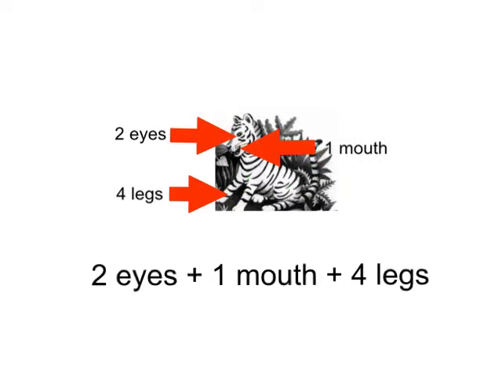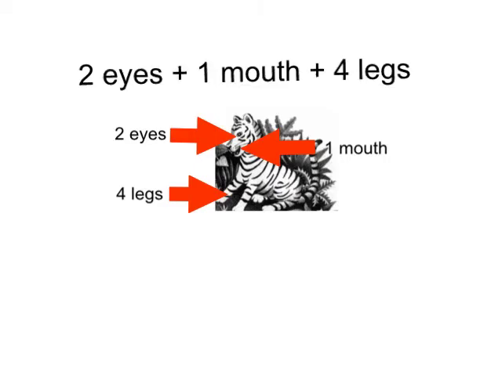Now my question is, when I know that one cat has 2 eyes, 1 mouth, and 4 legs, if I add them up, what do I have all together? If I find out all the information about one tiger, I think it will help me solve the problem of how many parts 7 tigers have.